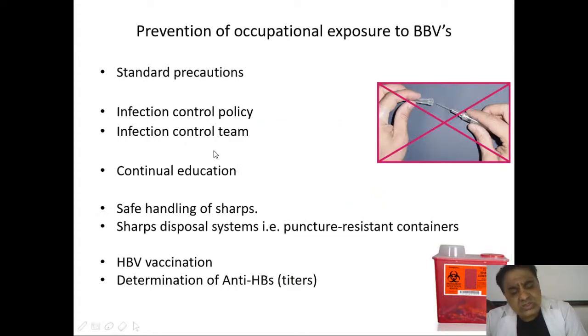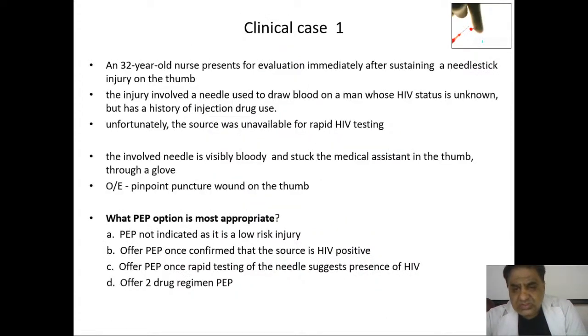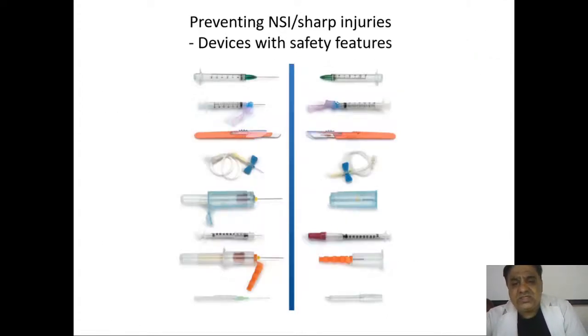Safety precautions, control policy. The hospital should have an infection control policy and team. Education, how to handle sharps. Vaccination for hepatitis B, and knowing your titer are very important steps. Also, safety precautions like devices which are safer. Conventional devices compared to devices which have a cover, which protect you from injury, should be used. Okay, so with this, we finish the class.